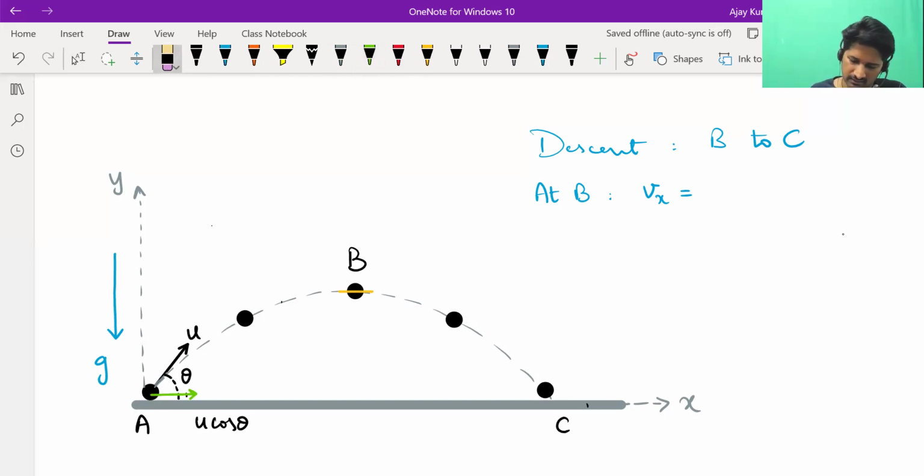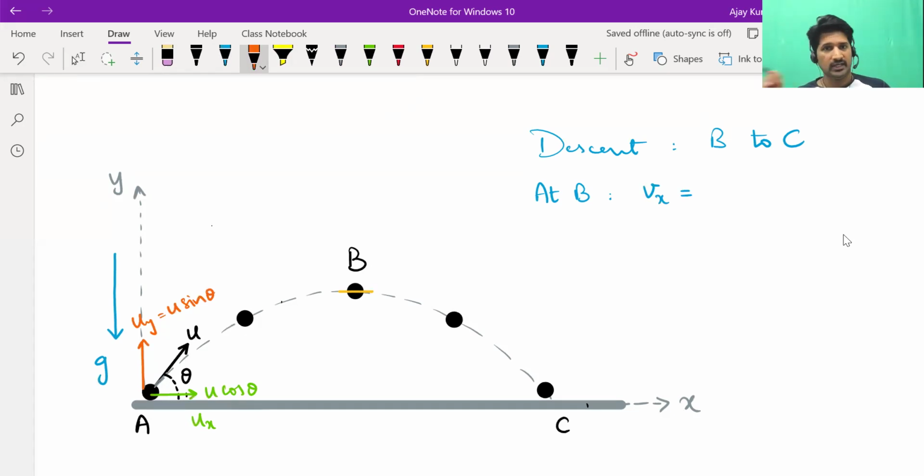Okay. I'll write it in green itself just to avoid confusion. This component is u cos theta. Okay, you can call it ux also. And the y component, which was upward, uy is u sin theta. Okay. Since there is no acceleration in the x direction, the x component of velocity always remains the same. So Vx is equal to ux is equal to u cos theta. Okay, we know the x component of velocity. Next, we know the y component of velocity also, 0 at point B.